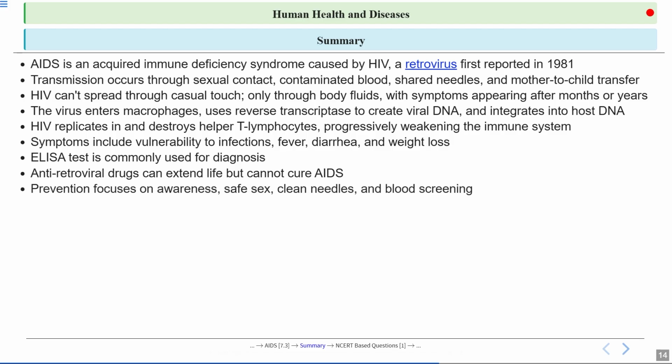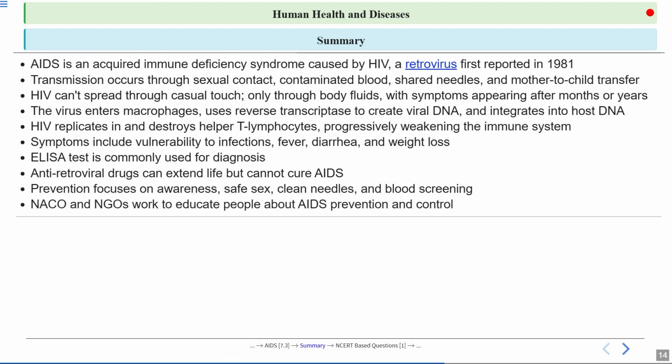Now, prevention focuses on awareness, safe sexual practices, clean needles, and blood screening as well. Okay. So awareness should be raised regarding safe sexual practices. Clear? And these STDs can also be prevented by using contraceptives such as condoms. Okay. Now you can see certain organizations like NACO and various NGOs play a big role in educating people about AIDS, preventing and controlling the spread of these STDs. So their work helps communities understand the risk and how to protect themselves.